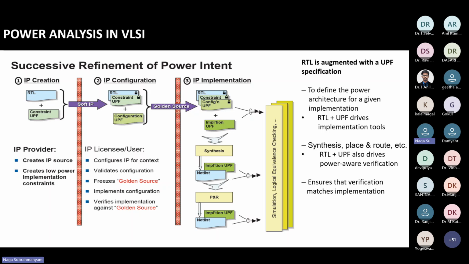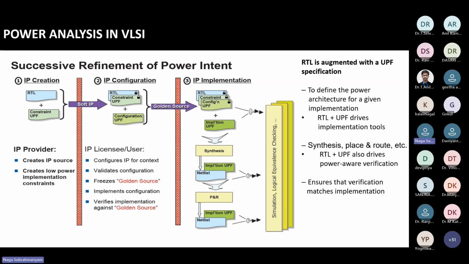Okay, first we will write our RTL, then we will write UPF. By using those two things, we will create one soft IP. Whatever IP you are creating, that is a hard IP. Once it is embedded with UPF, then it is a soft IP. Then we will configure that UPF. Okay, then we'll release that.